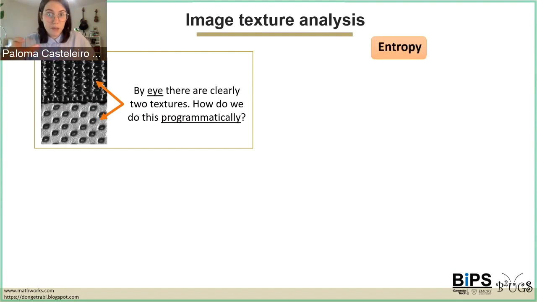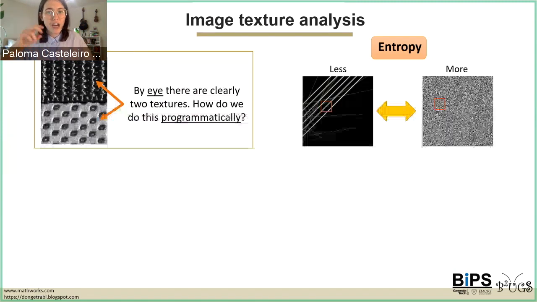First, we have the entropy. The entropy essentially measures how disorganized an image is. So you can tell the clear differences over here, from white noise of high entropy to just really straight lines, which would have lower entropy.